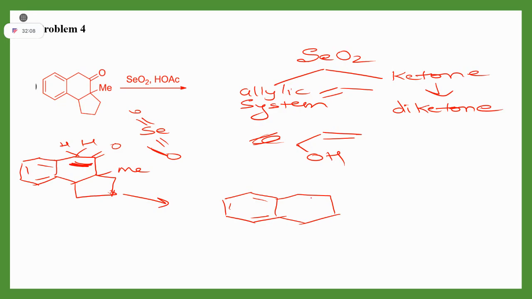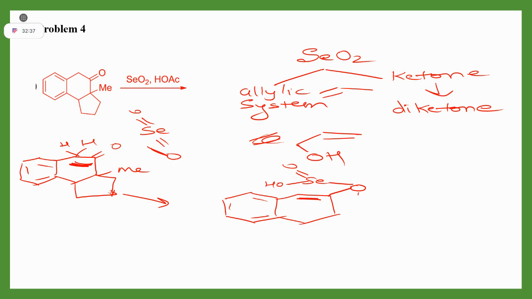If you transfer one of the hydrogen, the double bond will come here. It will be your O, selenium, double bond O and OH. Where this OH came, this hydrogen went to one of the oxygen of selenium. Okay. Till this point, it is clear or not?